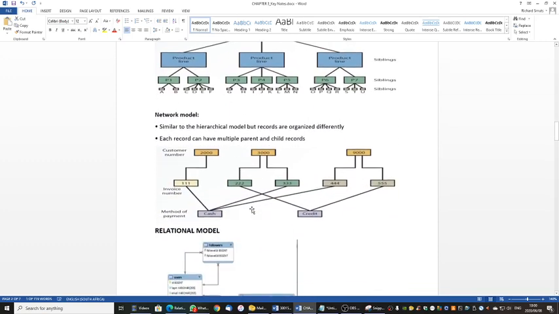Then we have the network model, which is similar to the hierarchical model, but your records are organized differently. You can have multiple parents, and you can have multiple children that belong to multiple parents. This is not one of the best database systems to use because of these multiple relationships.